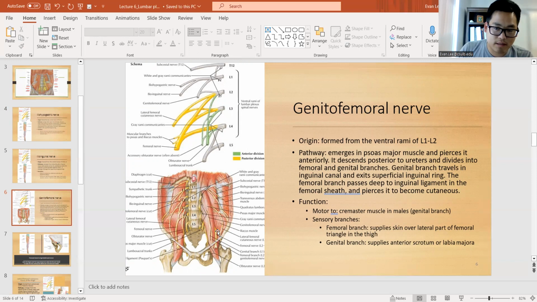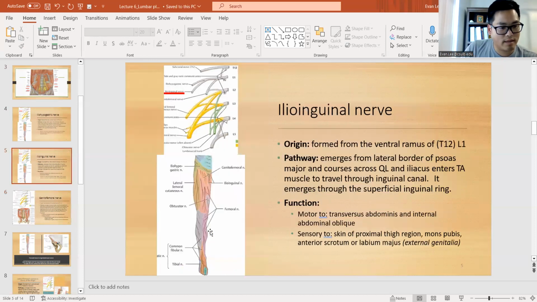So this is going to go into the femoral region, the front of the femur, and then the genital branch will go to, once again, the scrotum and the labia majora. So you can see those two branches here, femoral and then genital. Those are coming off of genitofemoral, but to back it up really quickly, here you can see the genitofemoral nerve right over here, which is going to go to the front of the femur, as well as a little bit of the genital region, very similarly to the ilioinguinal nerve.